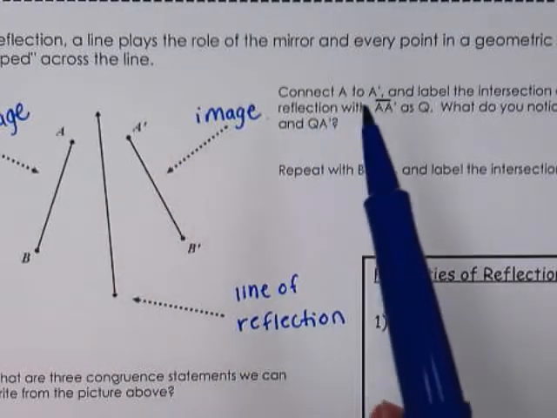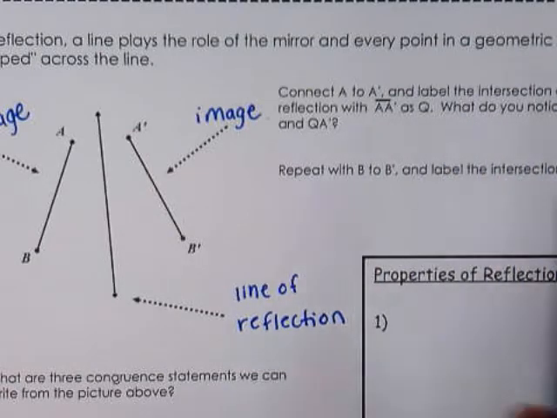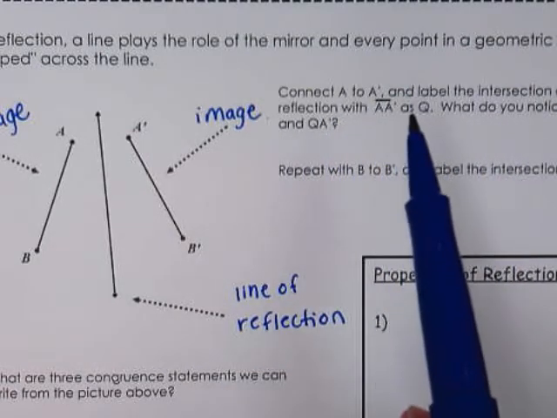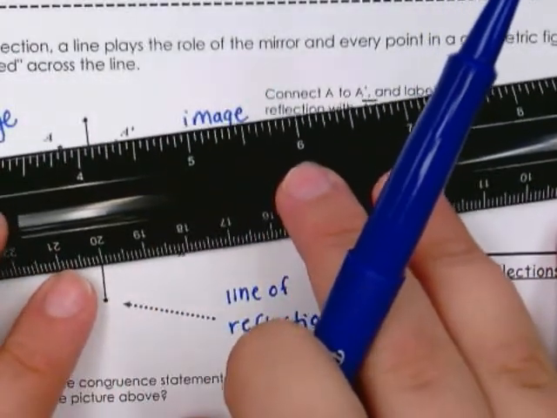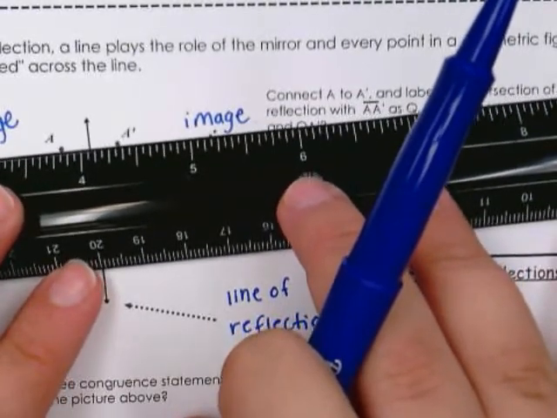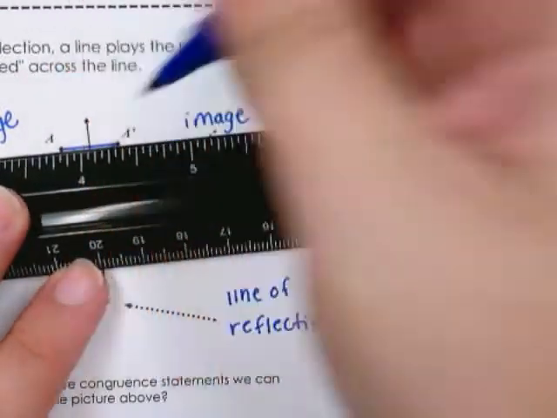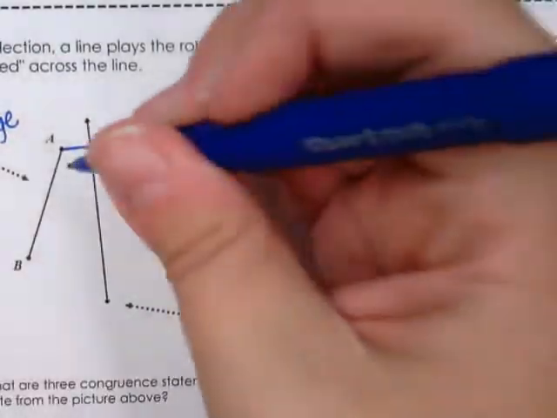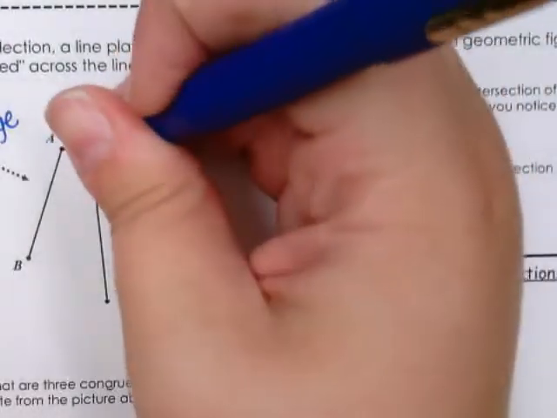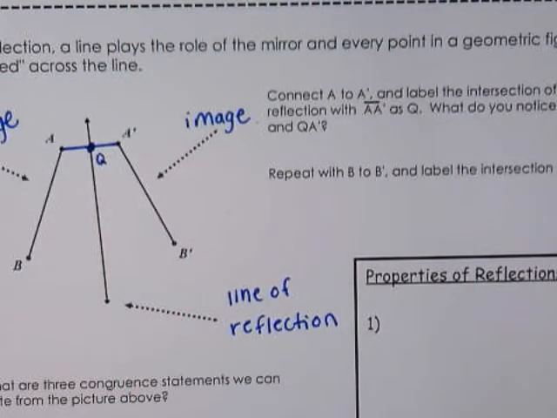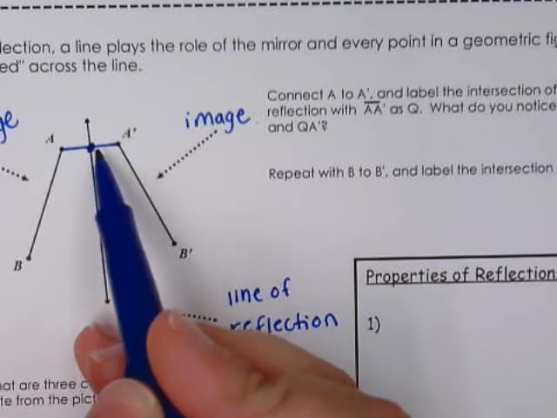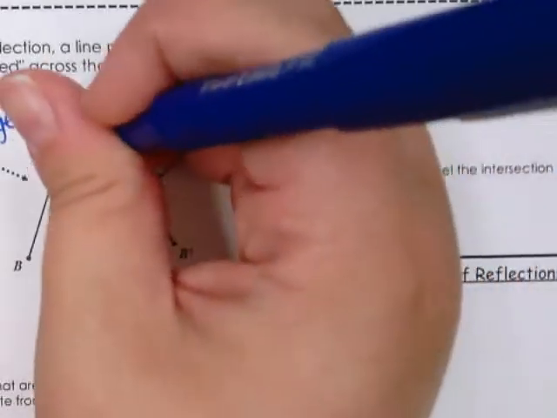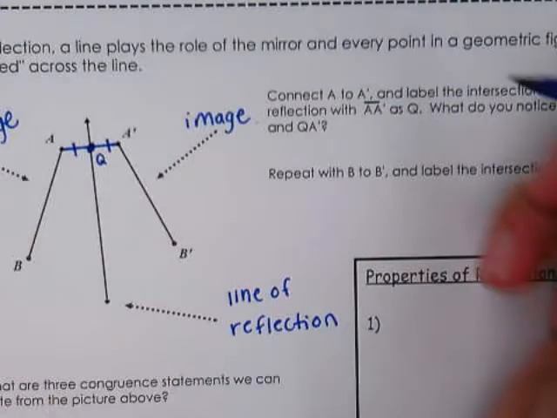Now it says connect A to A prime and label the intersection of the line of reflection with A A prime as Q. So I'm going to connect these two, A and A prime. So the pre-image point to the image point. And I'm going to mark their intersection with the line of reflection and label it as Q. Now it says, what do you notice about AQ and QA prime? From A to Q and Q to A prime, these two pieces are actually congruent. They are equal.